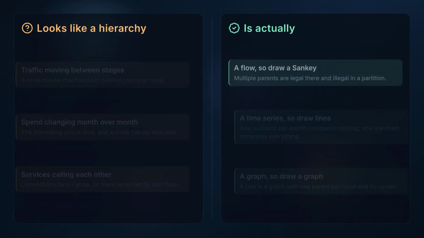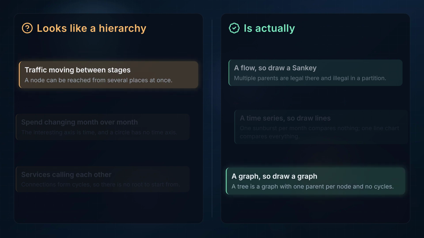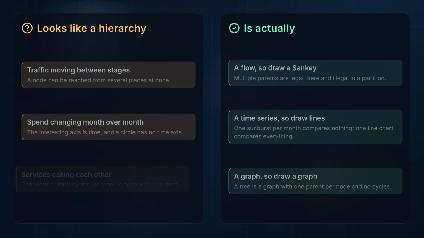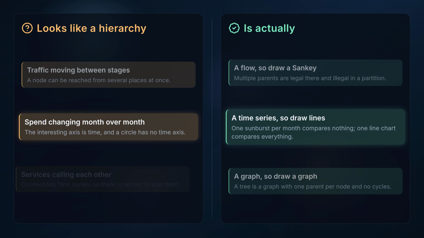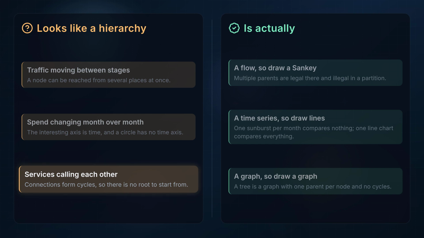3 questions look hierarchical and are not. The first is flow. If a thing can arrive at a stage from several places, it has more than one parent, and a partition gives every node exactly one slice inside exactly one parent. That is a Sankey diagram. The second is change over time. A circle has no time axis, and 12 sunbursts in a row ask for the hardest comparison there is, so draw lines. The third is a network, where cycles mean there is no root and no partition to compute.